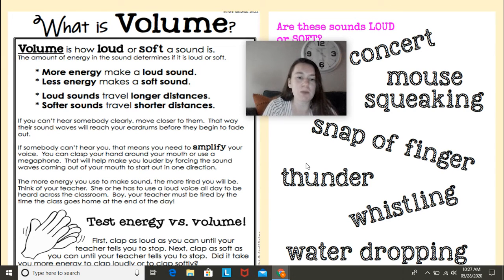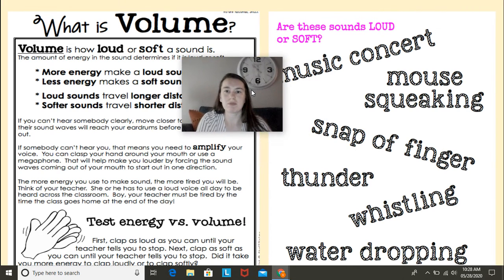So, test energy versus volume. First, clap as loud as you can until your teacher tells you to stop. Go ahead and clap as loud as you can. Stop. All right. Next, clap as soft as you can until your teacher tells you to stop. Stop. Did it take you more energy to clap loudly or more energy to clap softly? Right. You should have said it took more energy to clap loudly than softly. Great job.